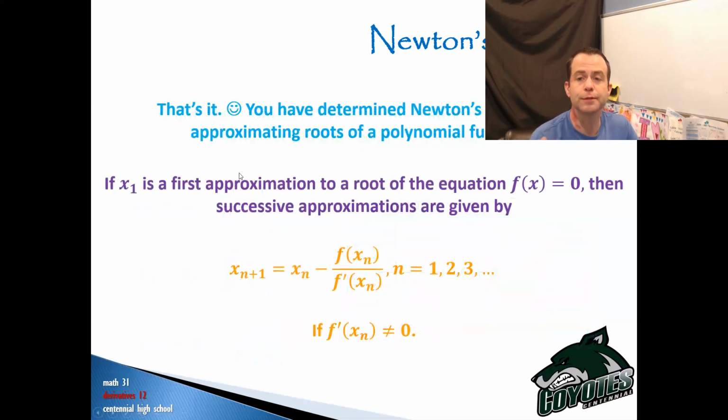So that's it. You've determined Newton's method for approximating the roots of a polynomial function. If x1 is a first approximation to a root of the equation f of x equals 0, then successive approximations are given by x subscript n plus 1 equals x subscript n minus f of x subscript n over the derivative of f at x subscript n, where n is 1, 2, 3, and we just keep going and keep going and keep going.